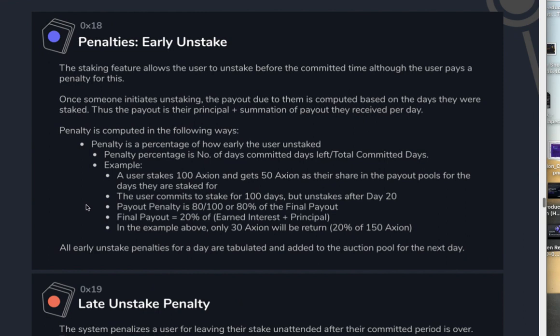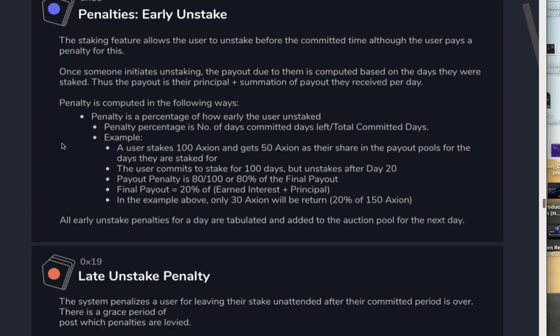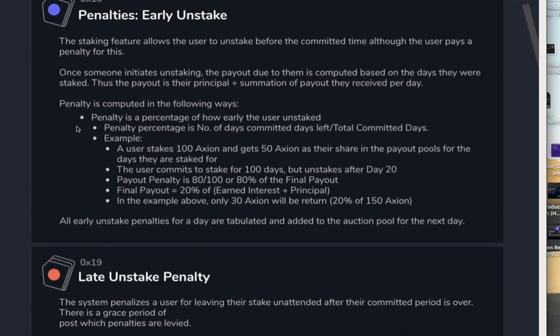The staking feature allows the user to unstake before the committed timeline, although the user pays a penalty for this. Once someone initiates unstaking, the payout due to them is computed based on the days they were staked. Okay, so if you stake for 10 days or 50 days, etc., it's going to base that computation on that. Thus, the payout is their principal plus the summation of the payout they receive per day. So it's fairly easy to follow. Penalty is computed in the following ways.